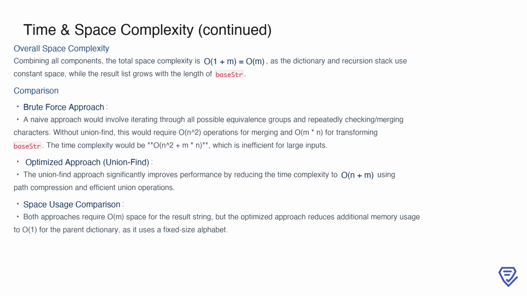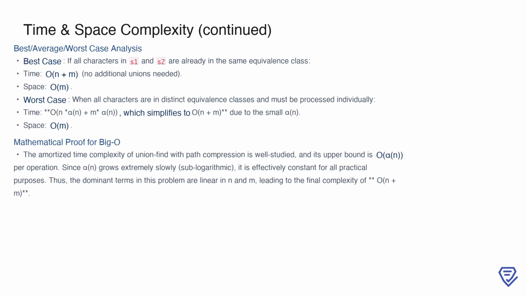Finally, let's analyze the best, average, and worst case scenarios. In the best case, all characters in S1 and S2 are already part of the same equivalence class. Here, no additional unions are needed, and the time complexity is O(n + m), with a space complexity of O(m). In the worst case, all characters belong to distinct equivalence classes and need to be processed individually.